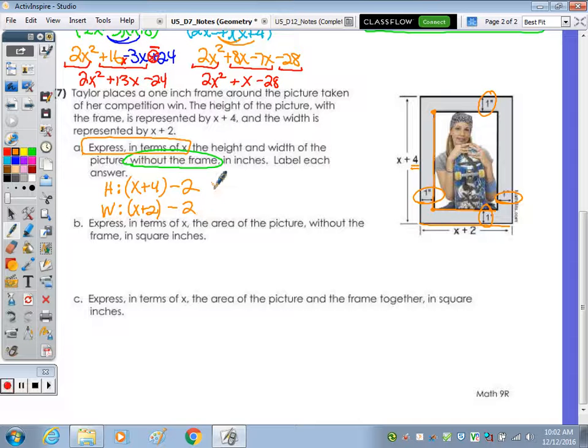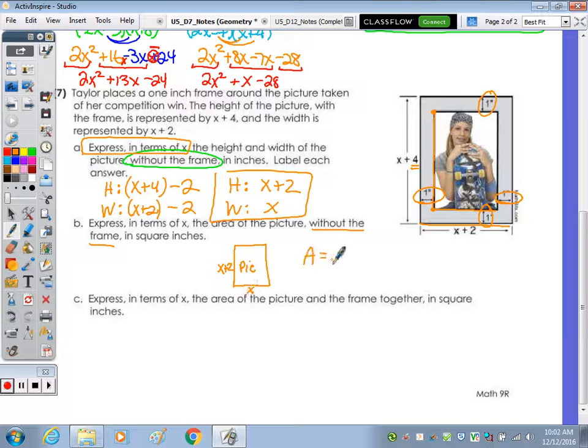So for the height, our answer is going to be x plus 4 minus 2, so that would be x plus 2. And then the width, x plus 2 minus 2, would just be x. Express in terms of x, so an algebraic expression again, the area of the picture without the frame. Okay, so for the picture, we have a height of x plus 2 and a width of x. So area is length times width, so x times x plus 2, the area would be x squared plus 2x.